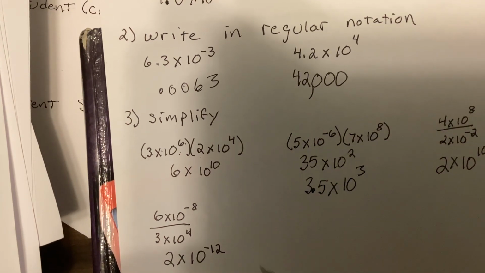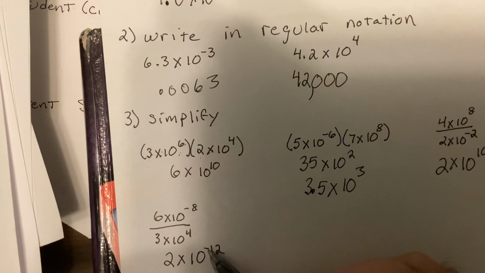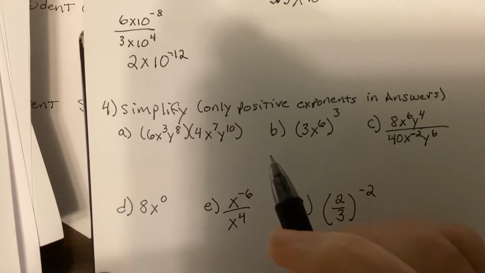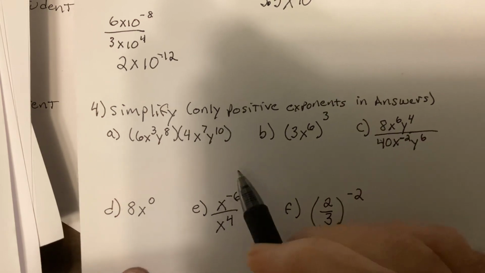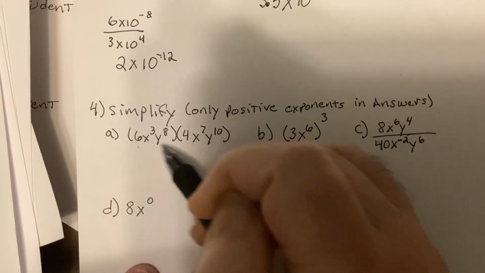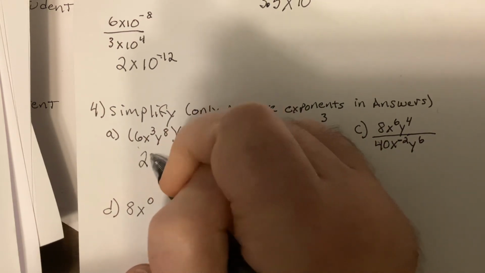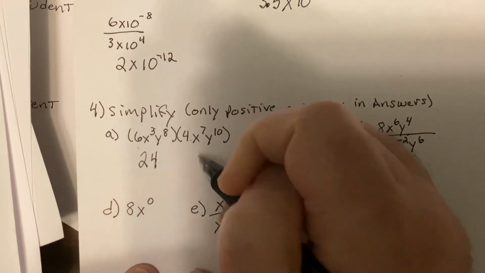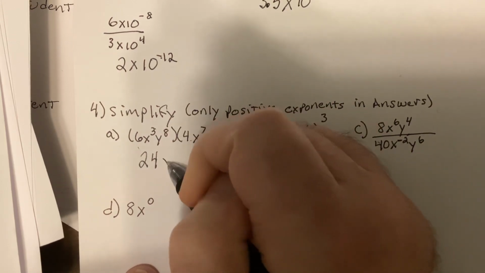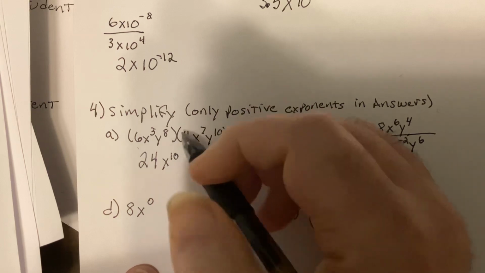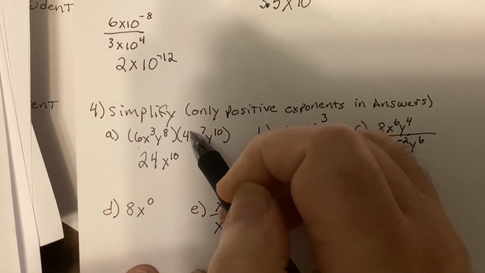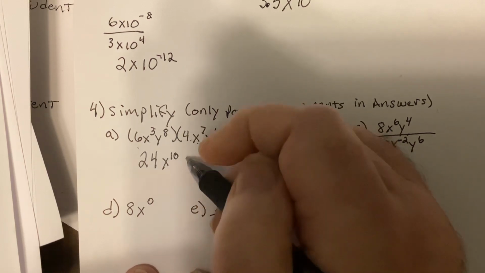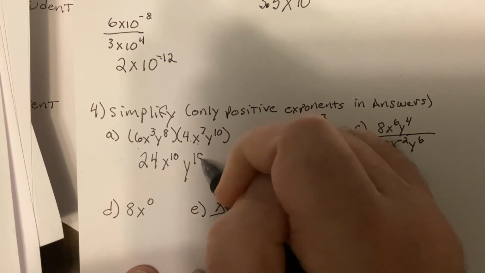Now, for scientific notation, you can have a negative in the power as your answer, but when you're doing laws of exponents, you may not. But anyways, 6 times 4 is 24. X cubed times x to the 7th is x to the 10th, because when you multiply two things with the same base, you add the powers. So this would be y to the 18th.